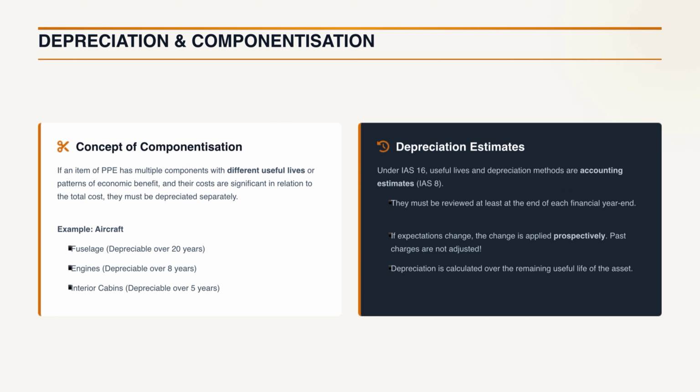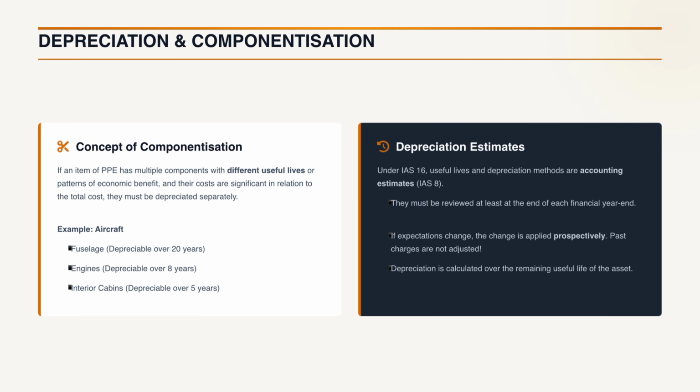Now, let's talk about allocation of cost. First, componentization. IAS 16 requires that if an asset has multiple significant components with different useful lives, each component must be depreciated separately. Take an aircraft as a classic example. The fuselage might last 20 years, but the engines only last 8, and the cabin interior must be replaced every 5 years. You must divide the cost and depreciate each part over its respective useful life.